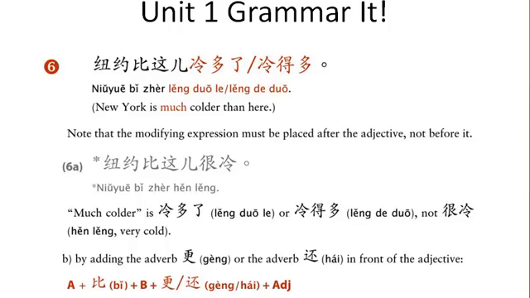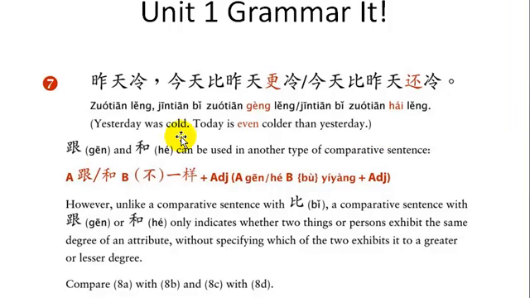Let's see some examples with this. Okay, so here we are. 昨天冷. 今天比昨天更冷. 今天比昨天还冷. Okay, so yesterday was cold. Today is even colder than yesterday. Or today, again, is even colder than yesterday. Yesterday was cold, today is even colder than yesterday.